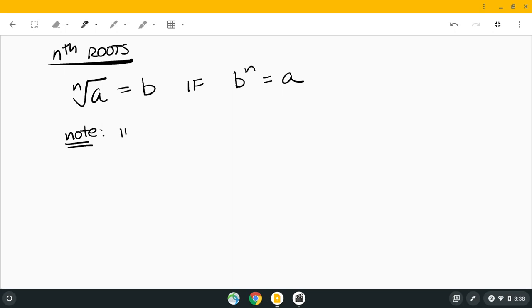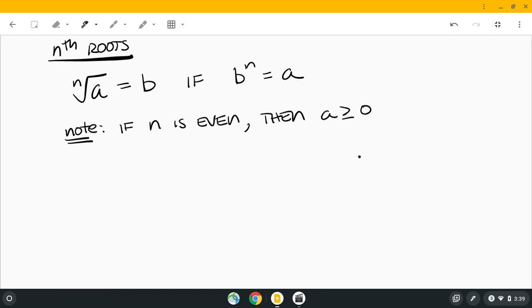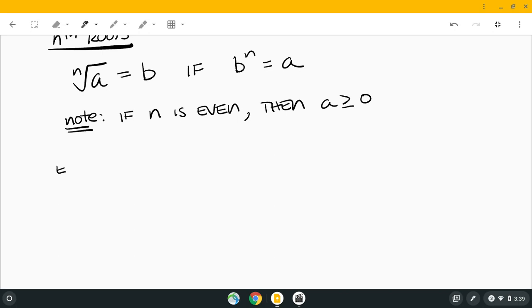Okay. Here's a little note. If n is even, so like if you're taking the square root or fourth root or sixth root, then whatever you're taking the nth root of has to be positive. Okay, so that's what this little note is saying. If you're taking the square root or fourth root or sixth root of something, then that something, that a, has to be positive or zero. Okay, or else we end up with imaginary results. Okay, let's go ahead and evaluate.